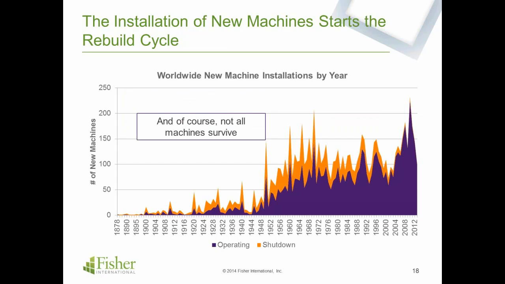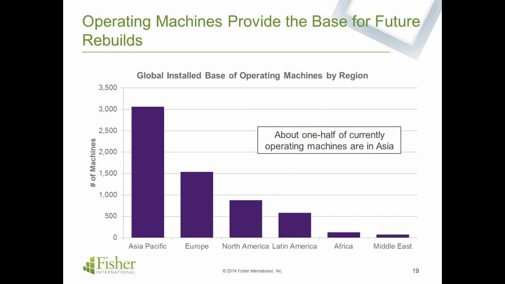But of course, not all of those machines that are installed will survive. And so the slides that I just showed you, we broke out between the purple view, those machines that are operating still today, and the orange shaded area shows those machines that have been shut down since they were installed. So the real base, the future of rebuilds, comes from the currently operating machines that are installed globally. There are a little over 6,000 operating paper machines in the world, and about half of those are in Asia.